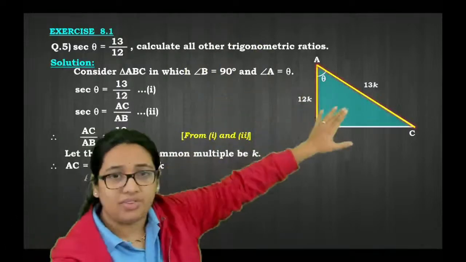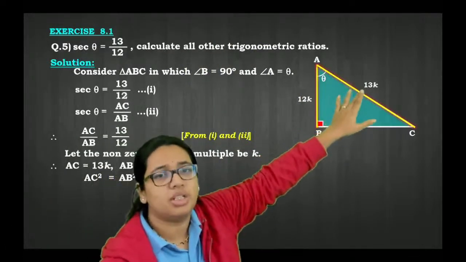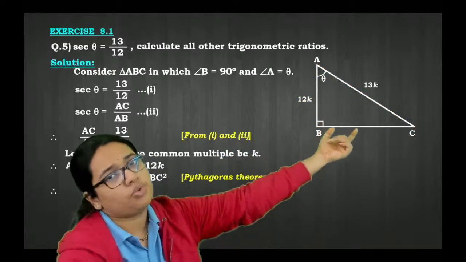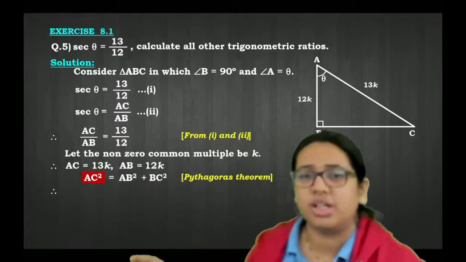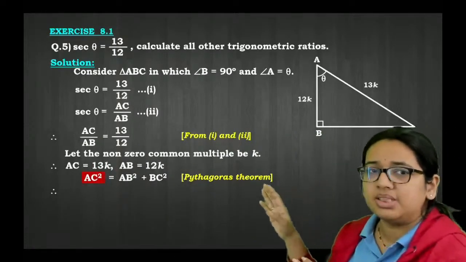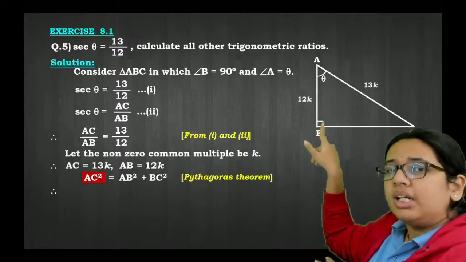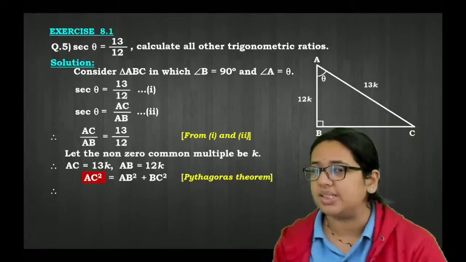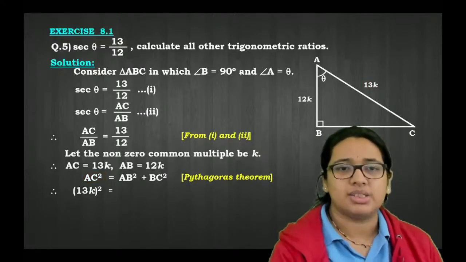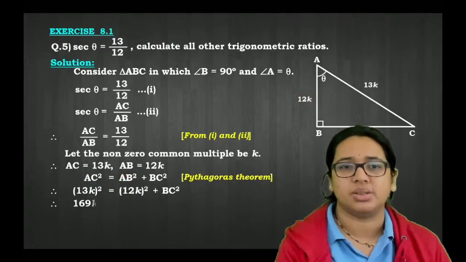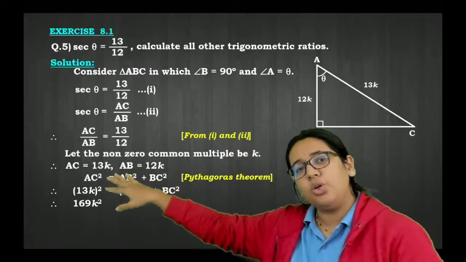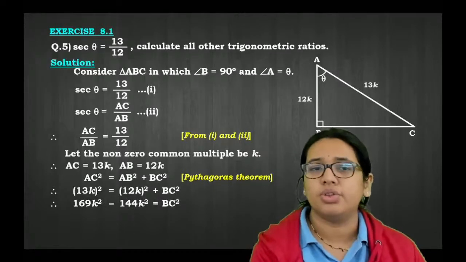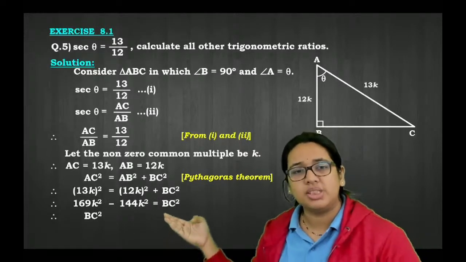So now we have a right angle triangle in which the hypotenuse is known to us. One of the sides is known to us. We just have to find the BC. So for that, what can we use in the right angle triangle ABC? Right angled at B. Hence the hypotenuse will be the side opposite to B, which is nothing but AC. AC square equals AB square plus BC square. That is 13k whole bracket square. The answer will be 169 k square minus 144 k square equals BC square.